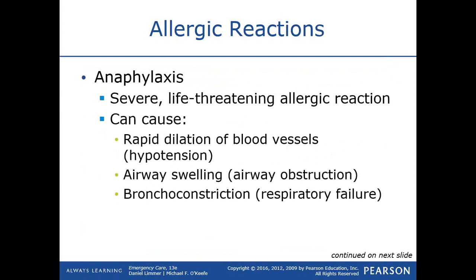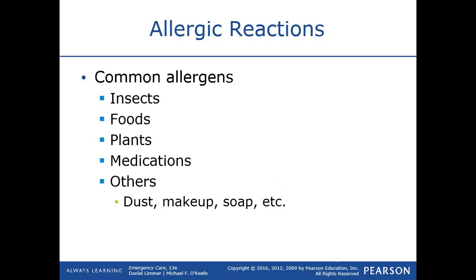So anaphylaxis is a severe, life-threatening allergic reaction. Because of this over-exaggerated release of histamine and other chemicals, it causes a rapid dilation of the blood vessels, which leads to hypotension; airway swelling, which leads to airway obstruction; and bronchoconstriction, which constricts the bronchioles down so you can't get air into your lungs, which leads to respiratory failure. So the hypotension, the airway obstruction, and the respiratory failure are what lead to death in anaphylaxis. And this can occur quickly, within minutes of exposure to an allergen.